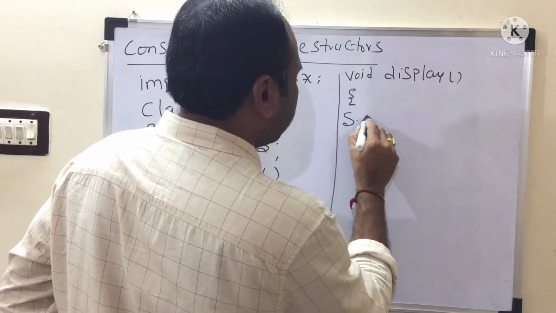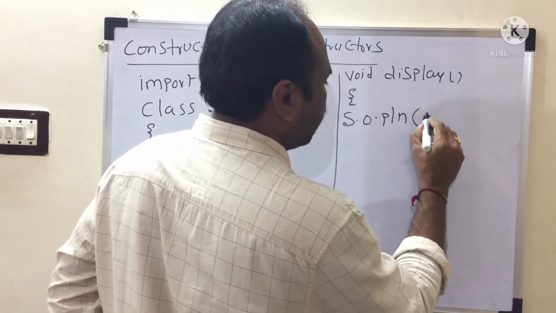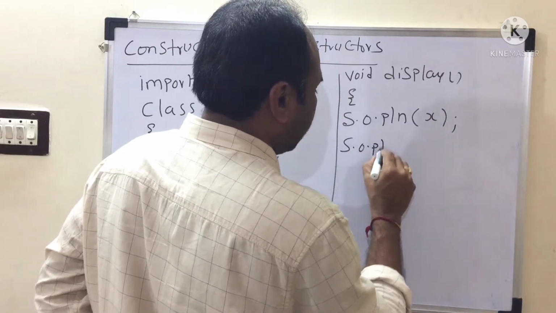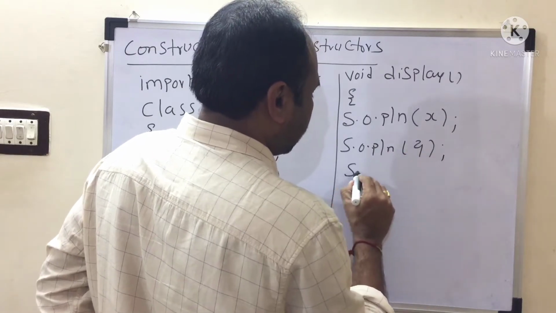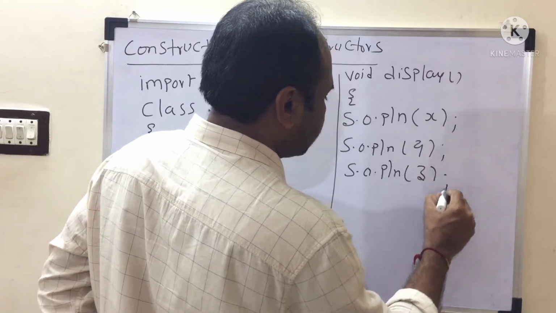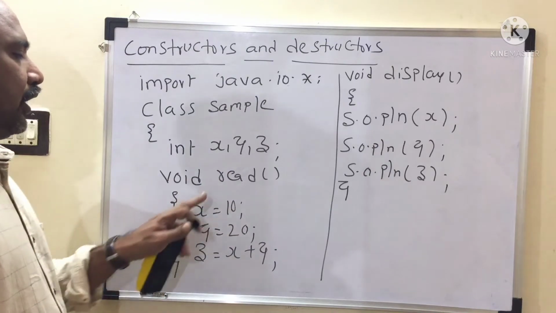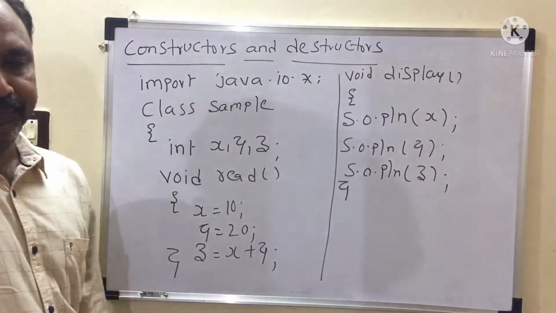I am printing values. System.out.println, in shortcut I am writing, but you have to write completely. System.out.println(x); System.out.println(y); System.out.println(z). See here, we are using the read method to read data, and we are using the display method to display data.